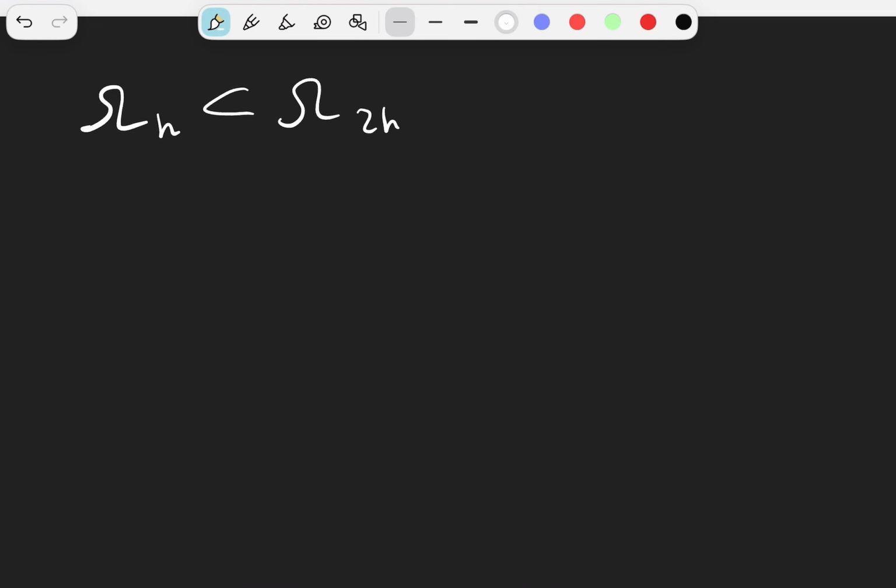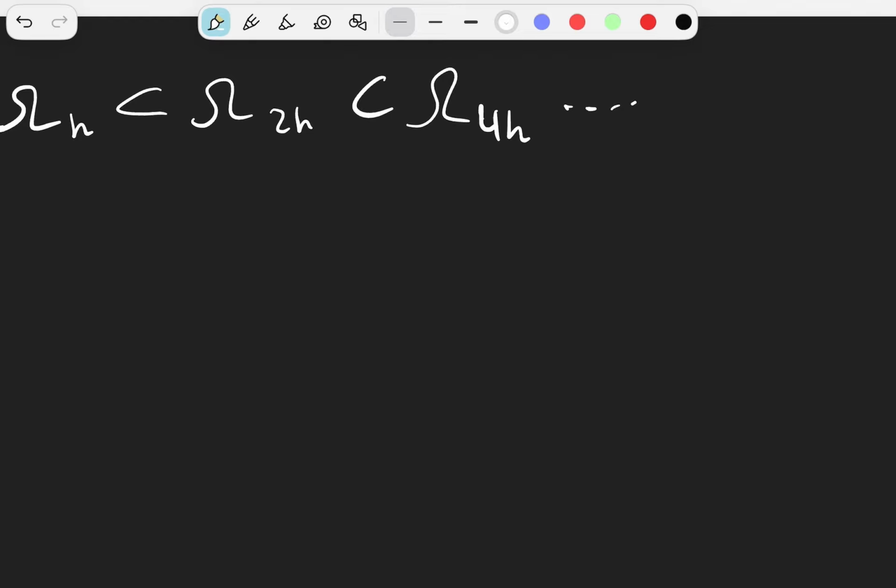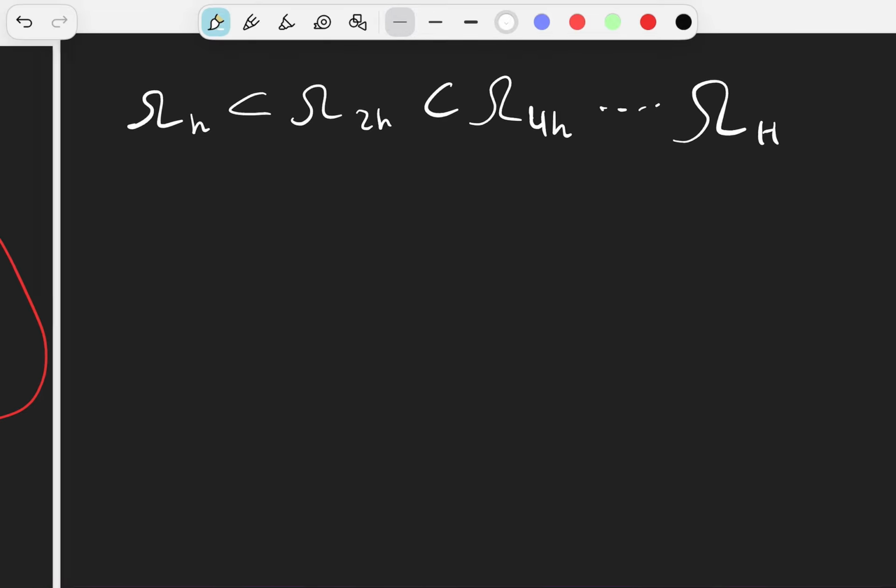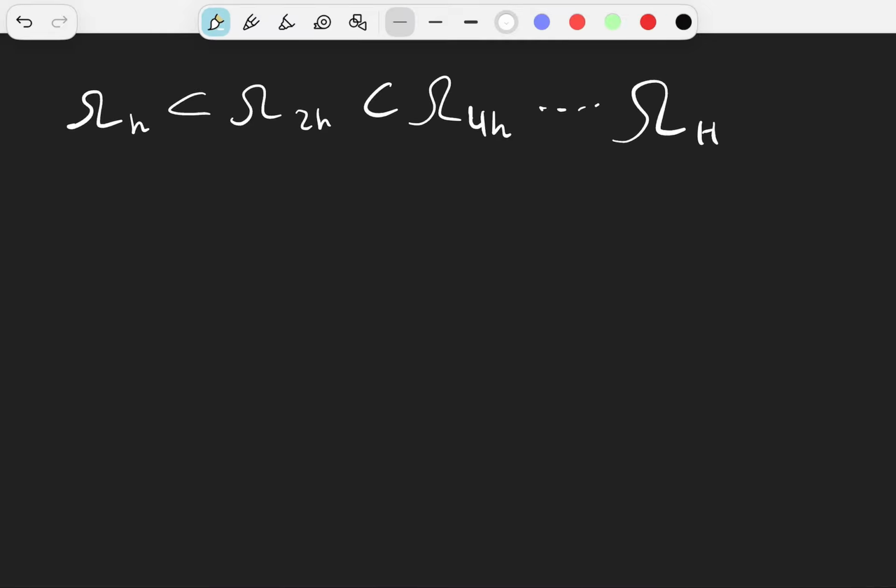So this would be like a subset of 2h, which would be a subset of, I guess, 4h, we'll double it, up until we have that whatever here is a subset of some full, like capital H. And this corresponds to, again, stiffness matrices, but they would also be listed and associated with those particular scales. Same with the solution spaces.